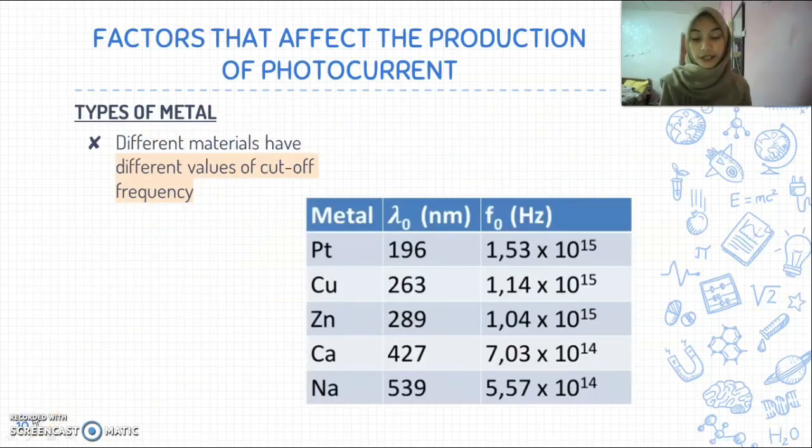Like I said before, the threshold frequency is not the same for all kinds of matter and it varies from matter to matter. So we can say that the type of metal is also one of the factors that can affect the production of photocurrent because of the different values of cut-off frequency. So based on this table, this proves that different materials have different values of cut-off frequency.